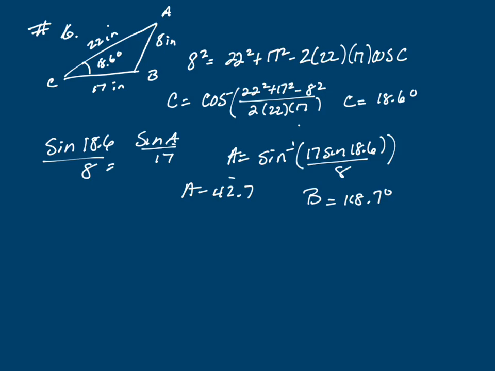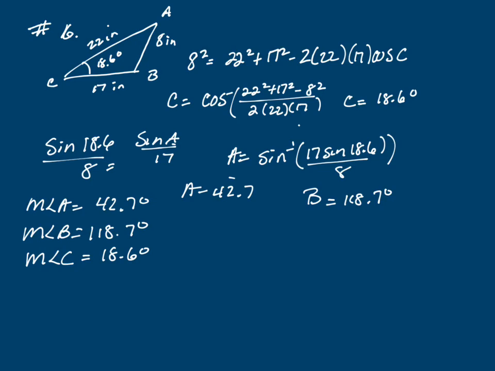So we have measure of angle A equals 42.7 degrees. The measure of angle B is equal to 118.7 degrees, and the measure of angle C is 18.6 degrees. So that's how I did number 16.